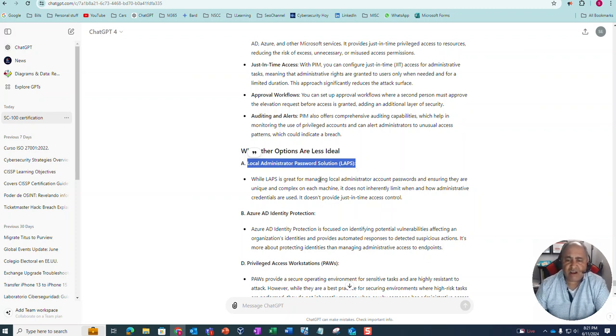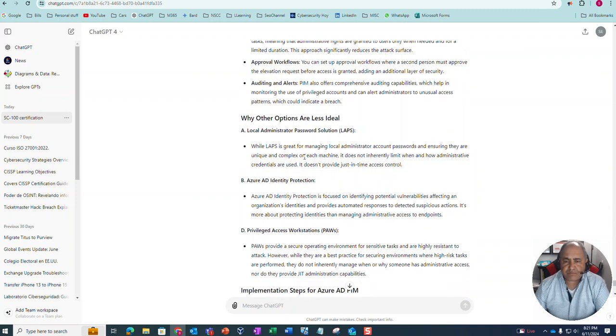So LAPS is a technology that does this. It manages local administrator account passwords, ensuring that they are unique and complex on each machine. Traditionally, a lot of administrators used to have the same password in all the administrator accounts so that they could access stuff easily. And again, this is really, really bad because if an attacker gets into a network and they get access to the administrative account, they can do a lot of harm. So LAPS basically comes to solve that issue. So that is the correct answer.